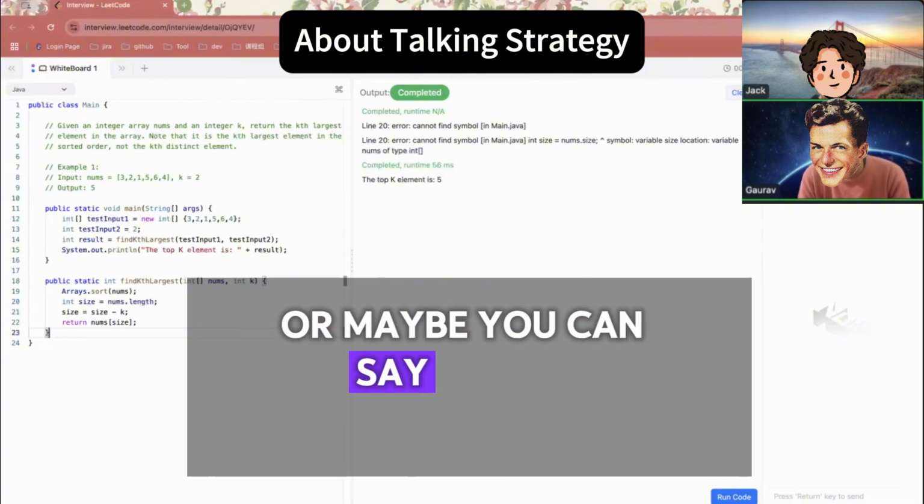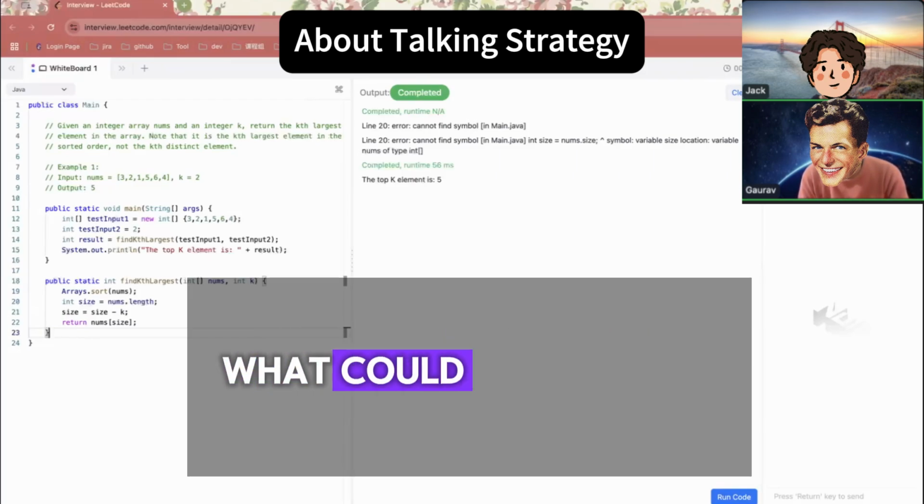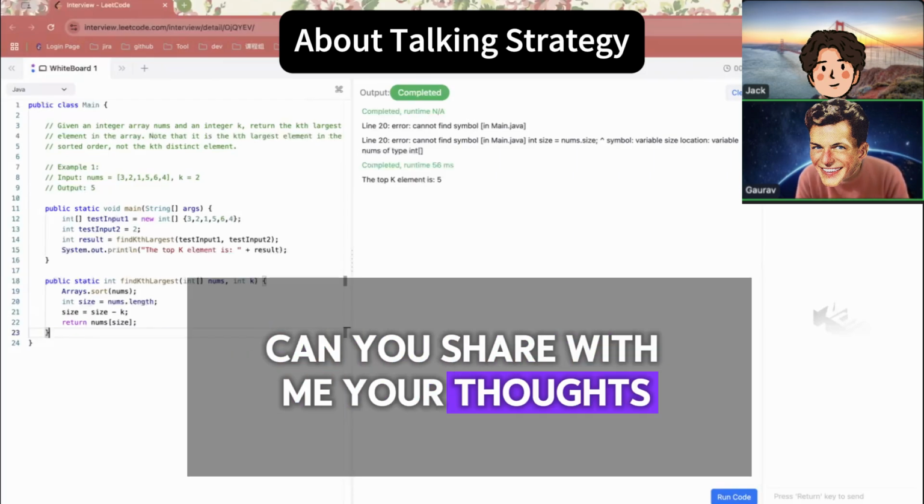Or maybe you can say, I'm not sure, but I think sorting should be a good option. What could be the issue? Can you share with me your thoughts?